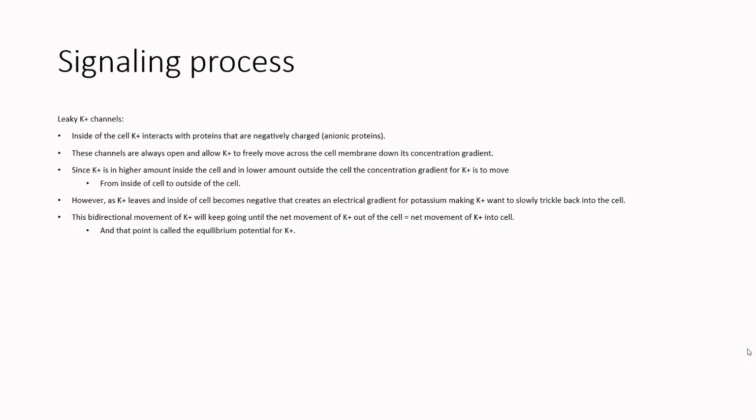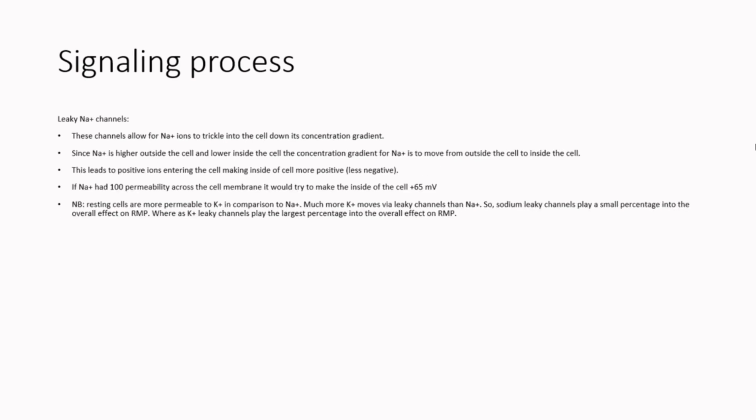And when we have this electrical gradient plus this chemical gradient, we make the electrochemical gradient. And this bidirectional movement will keep going until we have no net movement across the cell membrane, so no potassium leaving and no potassium coming into the cell. And this is what we call the equilibrium potential for potassium.